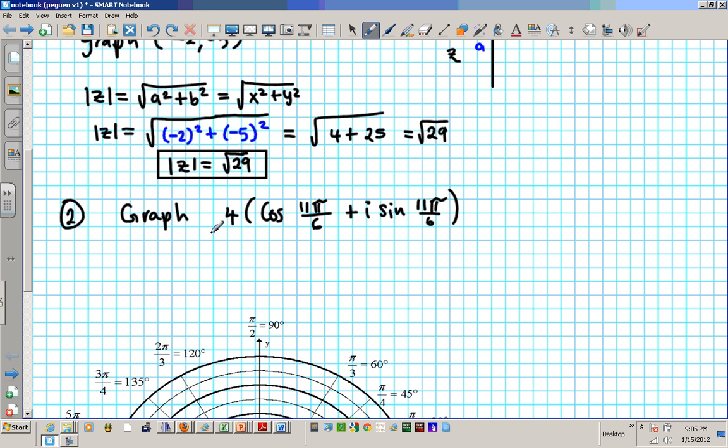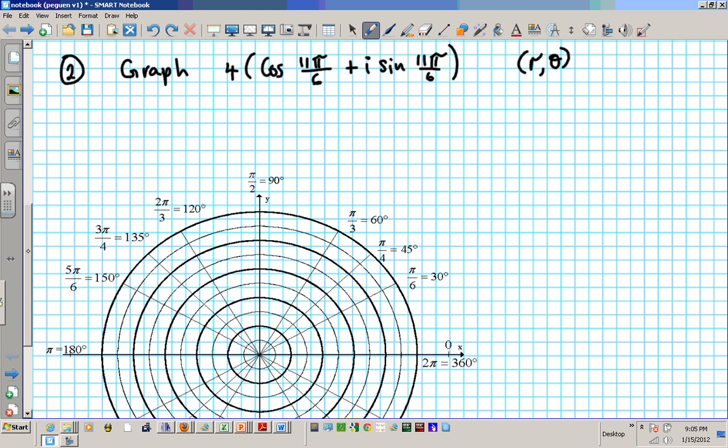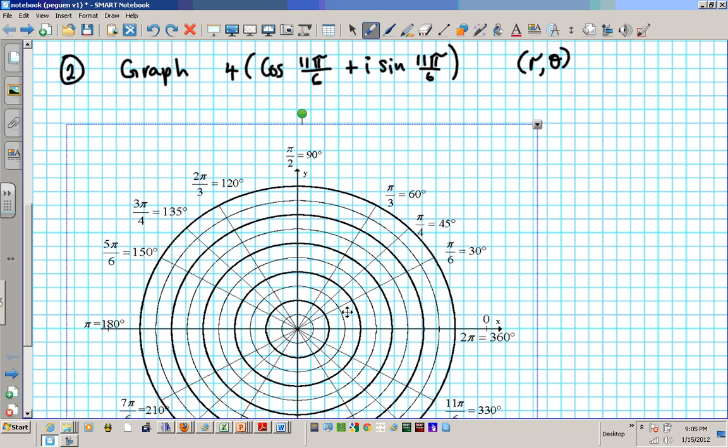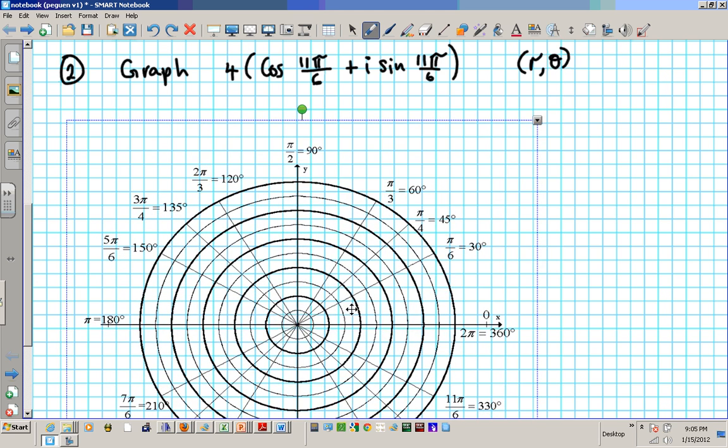Alright? So to graph this, I need the coordinates r and theta, so I can put it on this nice polar grid I have right here. Okay? So let's see. What is r and what is theta? R is simply the number in front of the parentheses, and this is theta and this is theta. They're always the same. These two basically are theta.